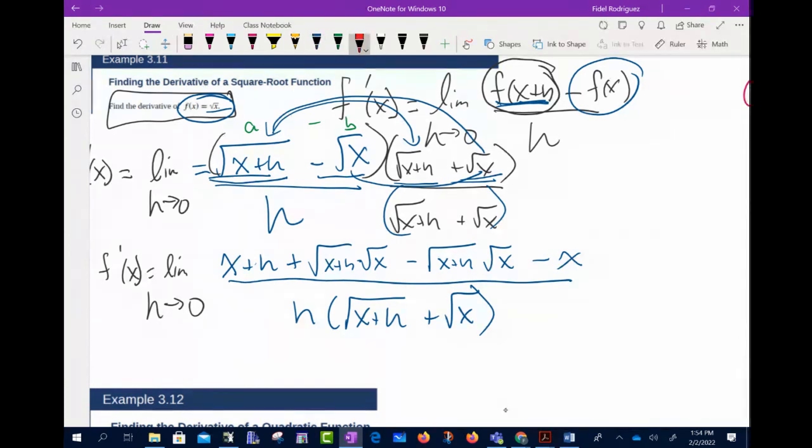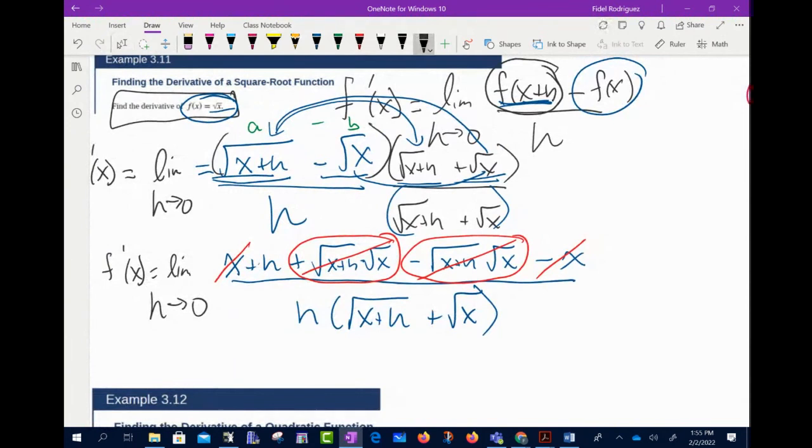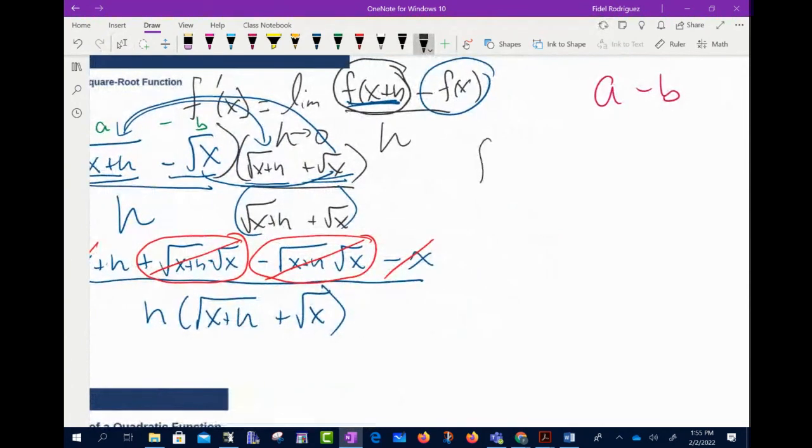Now, question. What's going to happen to this piece here and that piece right there? That's right. They're going to cancel out. So we're going to get rid of those. Is anything else on the top going to cancel? The x's, right? Look, this x here and that x there are going to go away. So what's the only thing we're still left with upstairs? Good. So we're going to have f prime of x is equal to h.